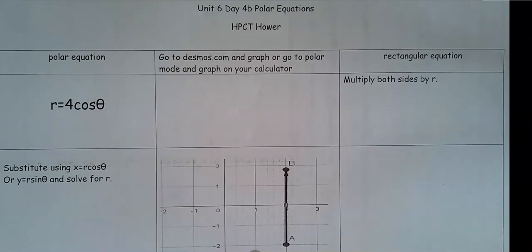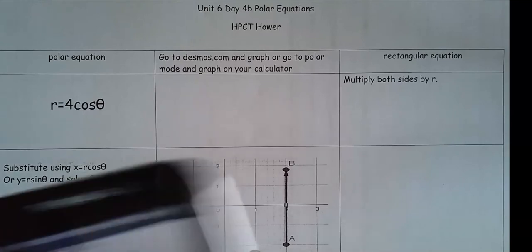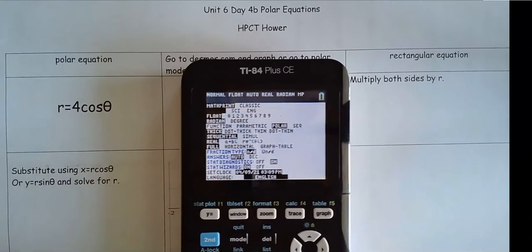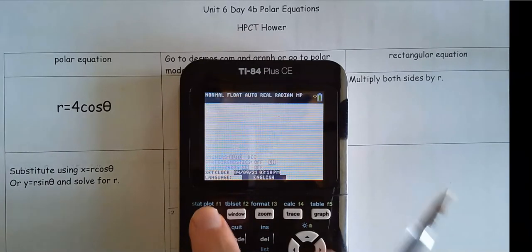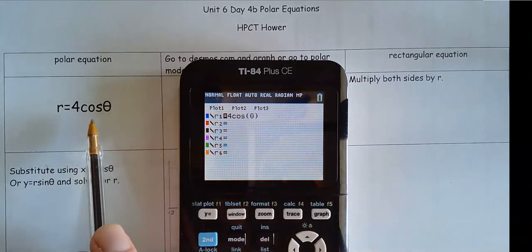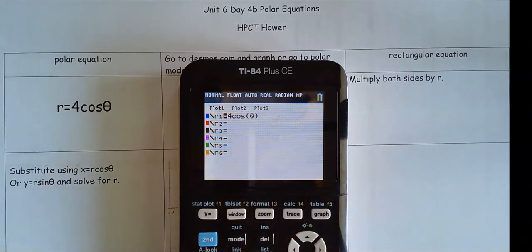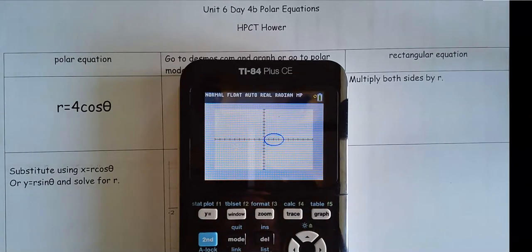First off, go to your calculator, make sure this is down here. Make sure it's in radians for now. And over here, make sure that's in polar. Put it in polar form. Then go to y equals, and I got 4 cosine theta written in there. Let's take some time to put that in. So 4 cosine theta, hit graph, and it'll make a circle here.